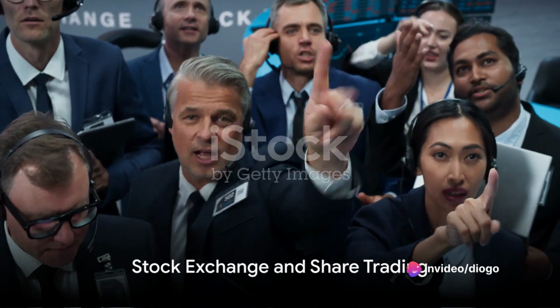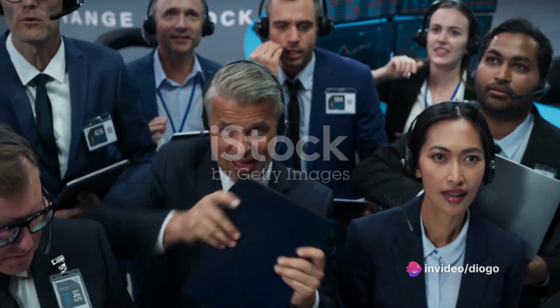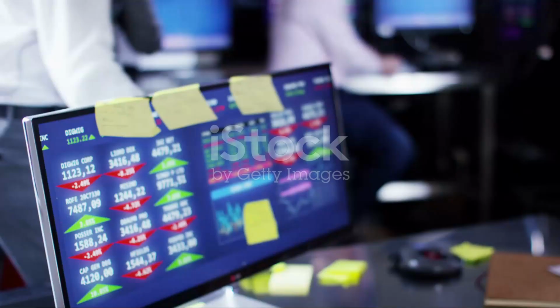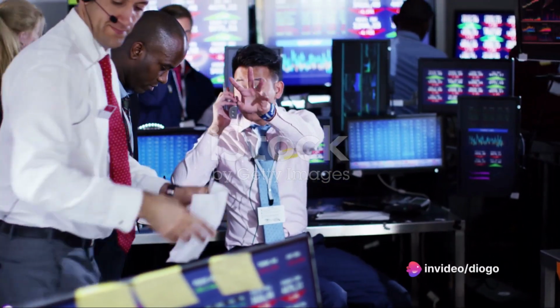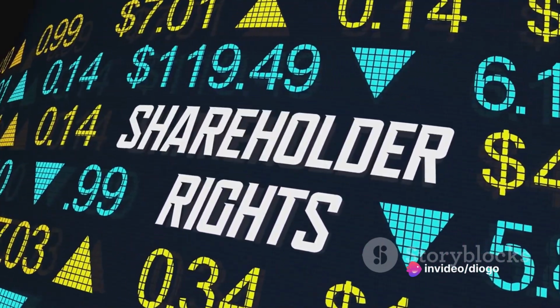But how do these shares end up in the hands of investors like you and me? Enter the stock exchange. Think of it as a virtual marketplace where buyers meet sellers. Buyers bid a certain price for a stock, and sellers ask for a certain price. When these two prices match, a trade occurs, and ownership of the shares changes hands.